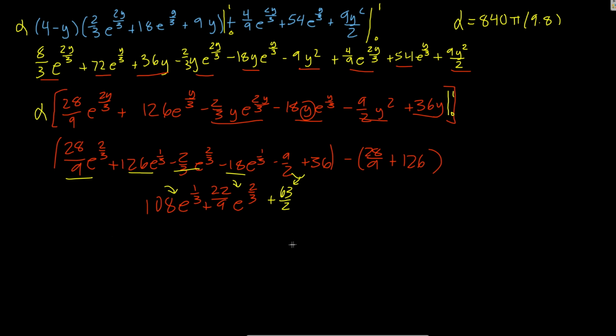I'm going to write this all out nice and pretty since it's starting to get a little messy. So we have alpha times 108 e to the 1/3 plus 22 over 9 e to the 2/3 plus 63 over 2. So this is a number. We did it. We found a number. This can be evaluated, and we can actually figure out what the value of work is. And this is a lot of work to find this work.